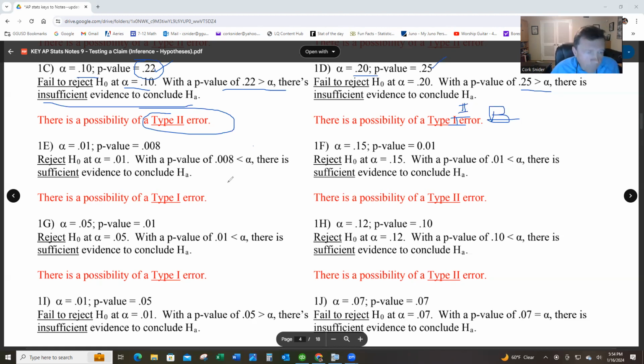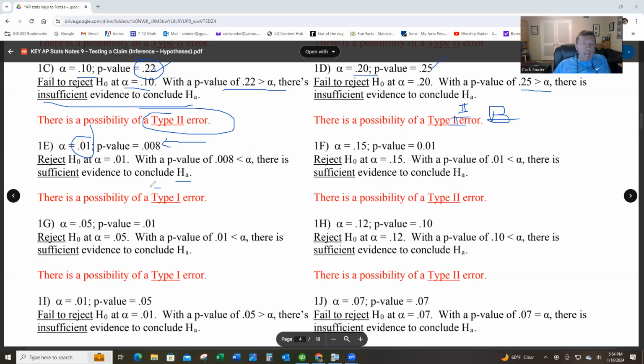Okay. Now, here we go. Alpha's 0.01, really low, and we got a really small p-value. We snuck in there. We do have enough evidence to conclude HA. There is sufficient evidence to conclude HA, whatever HA is in context. Now, when you write out your sentence frames, you won't say HA, you'll say what HA is in context. I don't have context here. I will soon in the next ones.